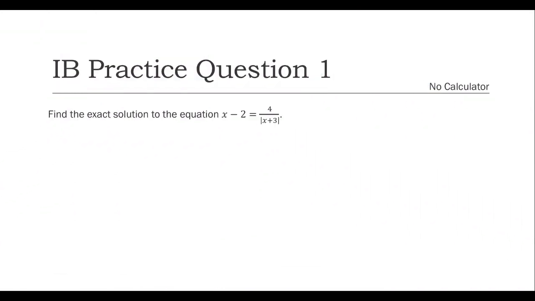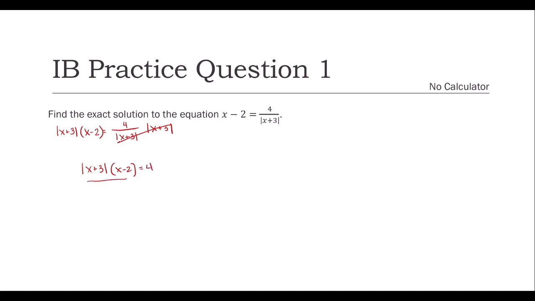So here we have our first IB practice question. It says, find the exact solution to the equation x minus 2 equals 4 over the absolute value of x plus 3. And this is no calculator. So we're going to start by getting our absolute value by itself. So we have x minus 2 equals 4 over the absolute value of x plus 3. We'll multiply both sides by the absolute value of x plus 3. So then we get the absolute value of x plus 3 times x minus 2 equals 4.